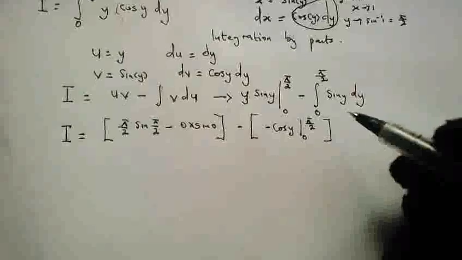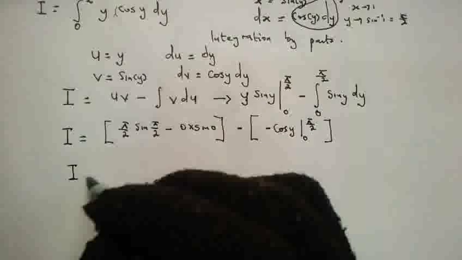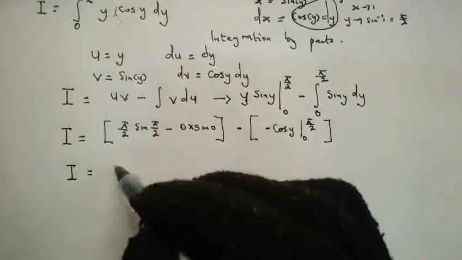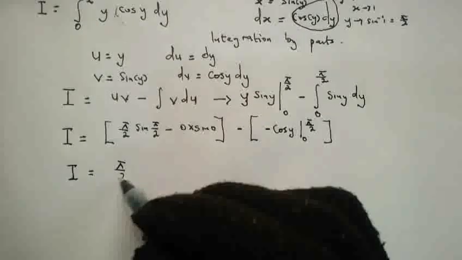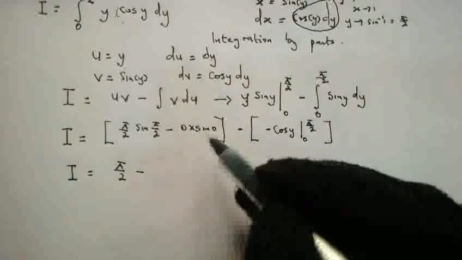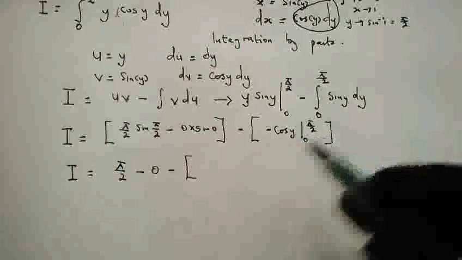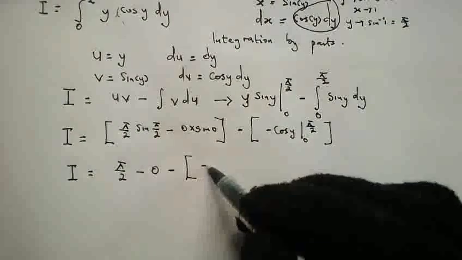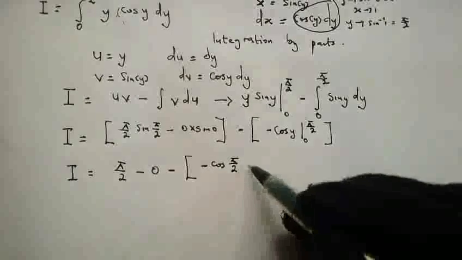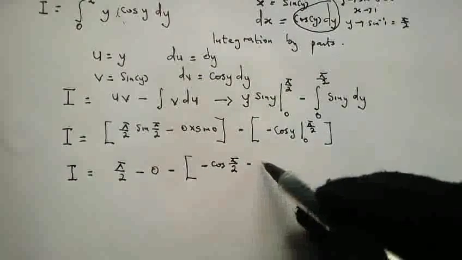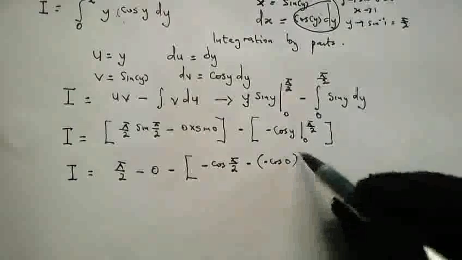The next thing is simplification from here. So here we have I is equal to pi over 2 times sine of pi over 2, which is 1, so we get pi over 2, minus 0 times everything here, which is 0. Then minus, now inserting the limit, first of all we have negative cos of pi over 2, minus, open bracket, negative cos of 0. That is the lower limit.